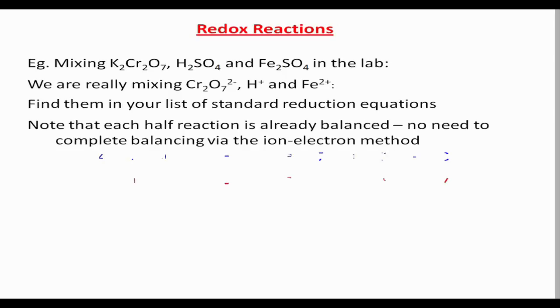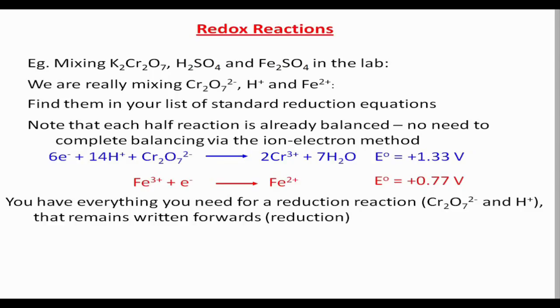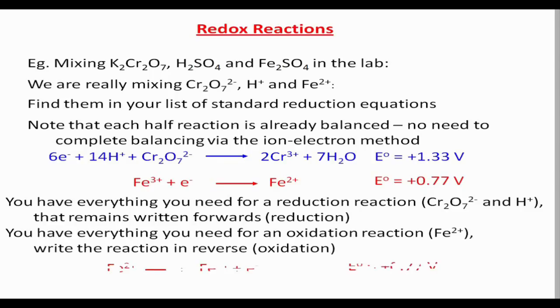Note that each half reaction is already balanced, so you don't need to use the ion electron method in this experiment. You can simply take the reactions straight off your table of standard reduction reactions. The chemicals we've added provided everything we need for the two half reactions. So for a spontaneous reaction, we need one of these reactions to occur as written, reduction, and we need another to occur in the reverse direction. We need an oxidation reaction.